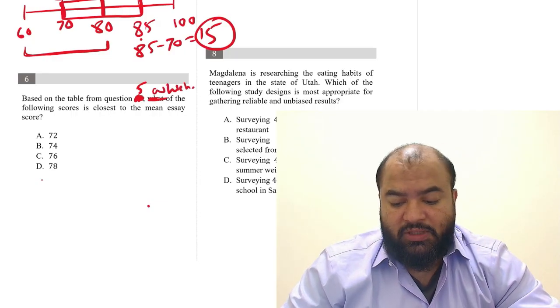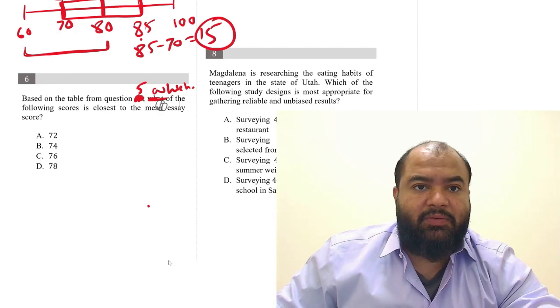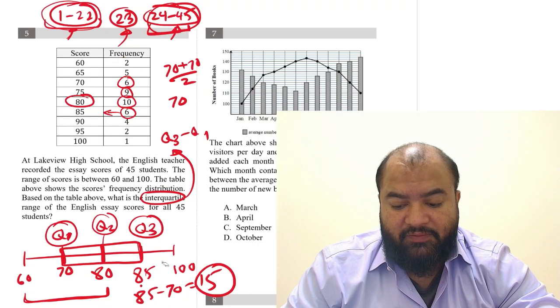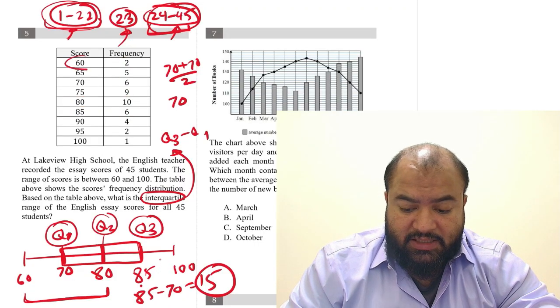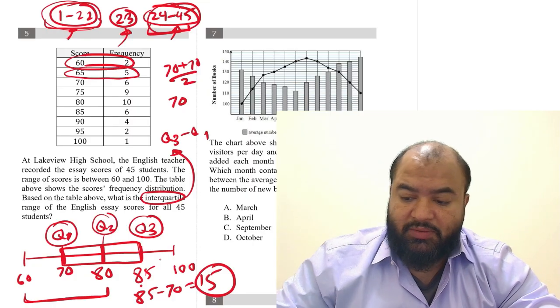Which of the following scores is closest to the mean essay score? If you want to find the mean of the table we just did before, the mean is the sum of all the numbers divided by 45. So you have 62 of them, 65, 5 of them. I'm going to do it on this side.